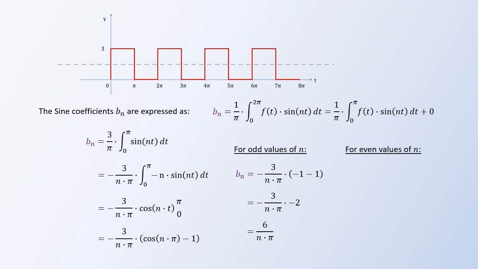Well, what about the even values of n? So that would be 2, 4, 6, and so forth. So what is the cosine of, for instance, 2 pi? Well, if you look at the unit circle, that comes all the way back around to 360 degrees, or 2 pi radians, and the cosine of that value, of all of those values, would be 1. So we have 1 minus 1, and in all cases that will be 0. And so when we multiply that out, we simply get 0.